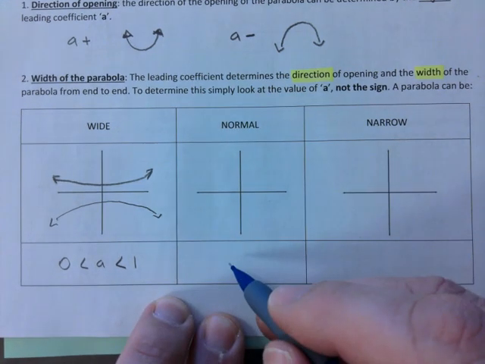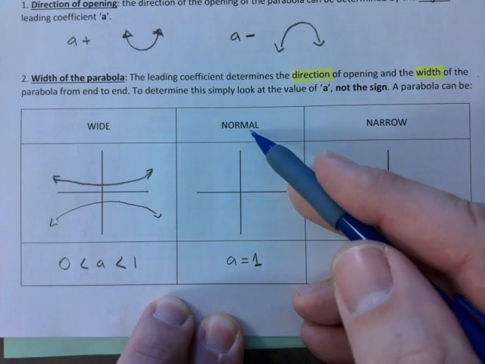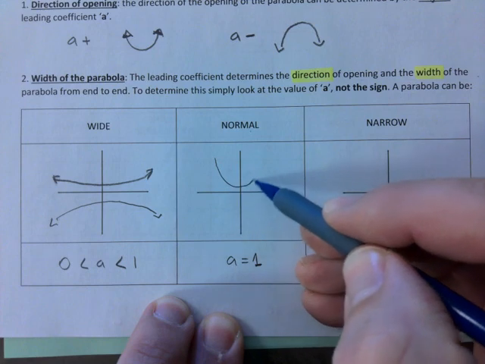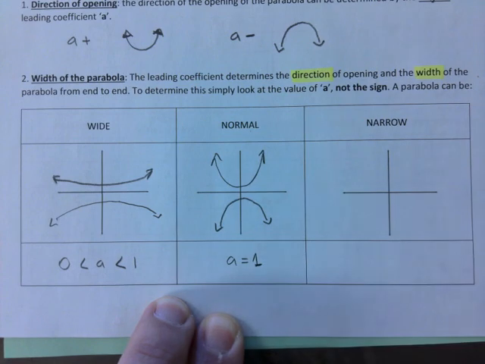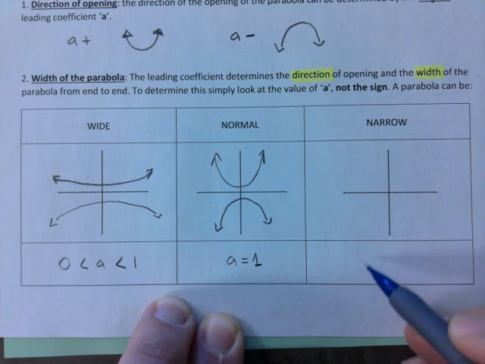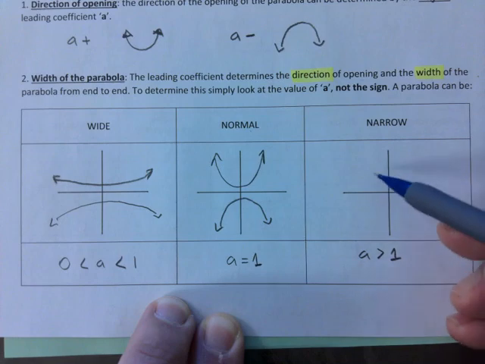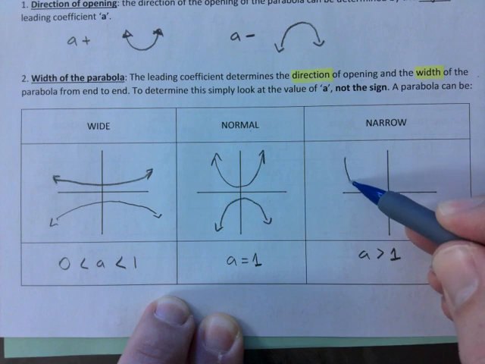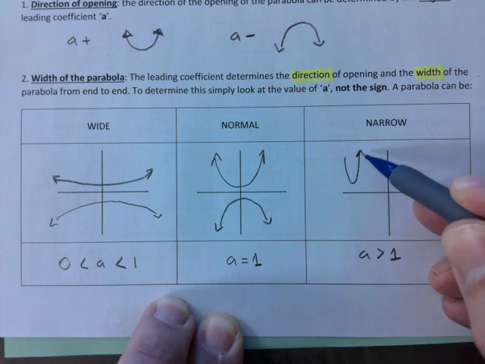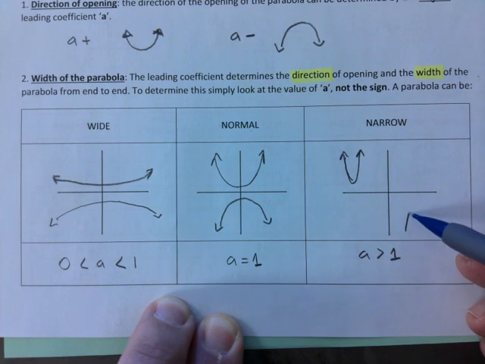If you look at the same screen, and I told you that if A is exactly equal to 1, that's what we consider a normal width. So it looks like the traditional parabola, just like this. I just basically want you to know what to expect, right? If A is anything greater than 1, you actually have a very narrow parabola. Let's shift it over to the side here, but it's going to go like this. The legs are going to be closer together, or we could have it down here.